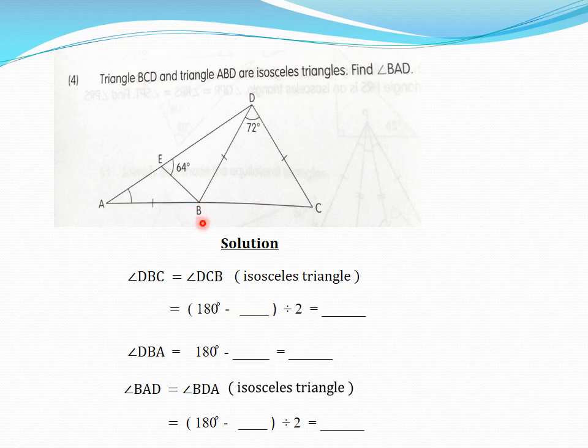So it means B is the vertex. If you know B is the vertex, we can find one base angle A and one base angle D. But we do not need to find angle D. We only need to find angle A. So B is the vertex, we take 180 minus the vertex angle and then divide by 2. Dividing by 2, we know the answer for angle A and angle D. But angle A is the answer that we need to find in our classwork.